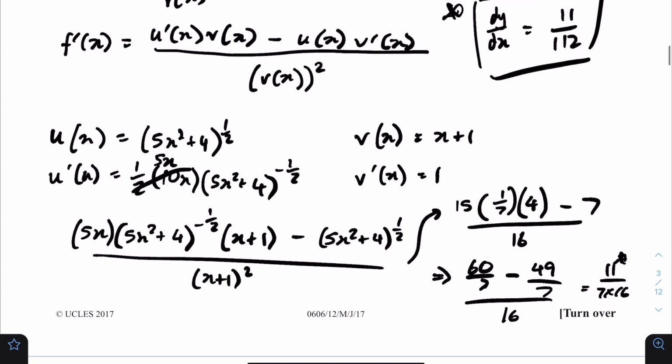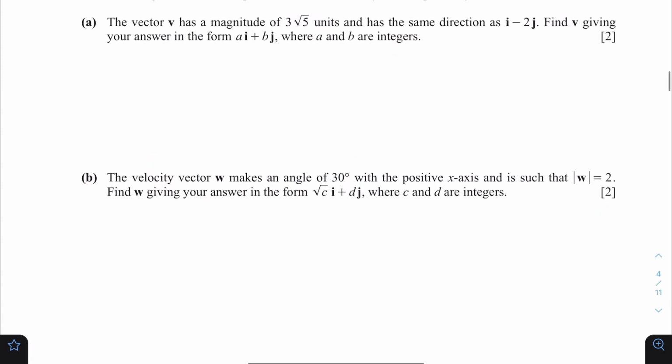All right, let's go to the next one. So vectors i and j are vectors parallel to the x-axis and y-axis respectively. So the vector v has a magnitude of 3 root 5 units and has the same direction as i minus 2j. Find v, giving your answer in the form ai plus bj, where a and b are integers.